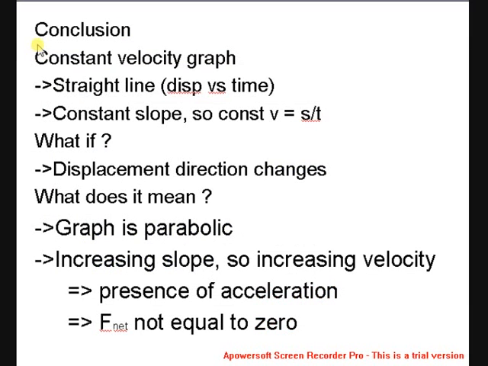So, conclusion. From the constant velocity graph, the graph was a straight line between displacement and time, which shows a constant slope. So constant velocity is the change in displacement with change in time. From the axis-change graph, the displacement direction changes, which shows the orientation of the axis changes, and the displacement direction also changes. The parabolic graph had an increasing slope, so increasing velocity, which shows the presence of acceleration, and the net force was not equal to 0, which was the initial condition.